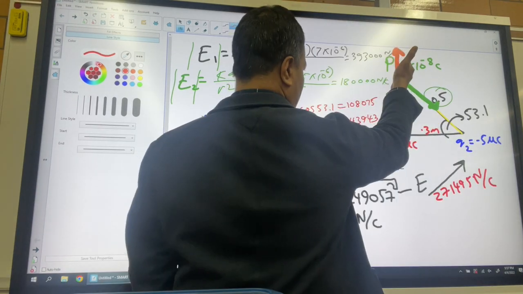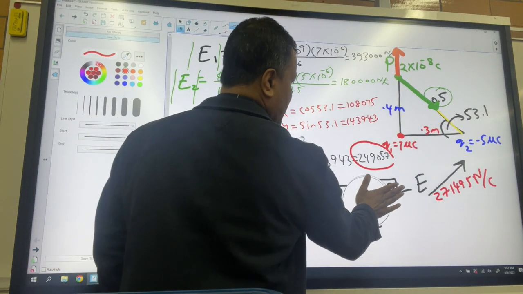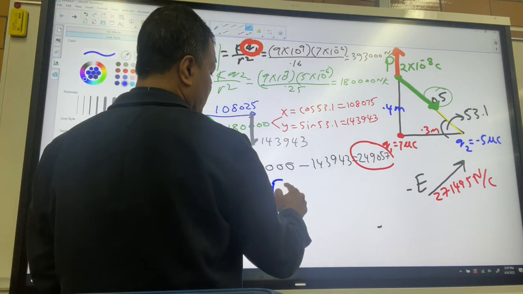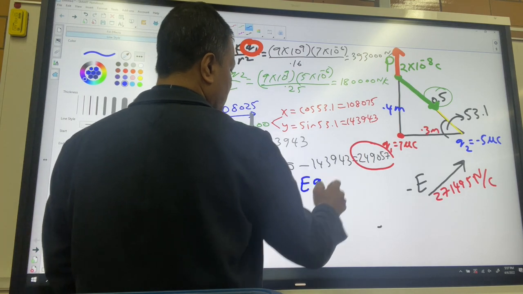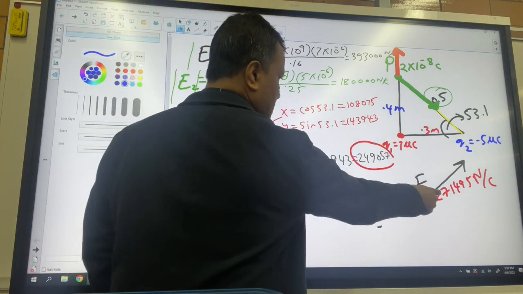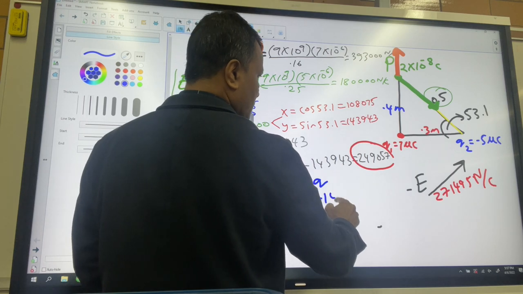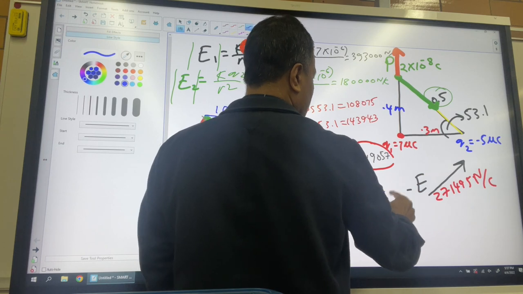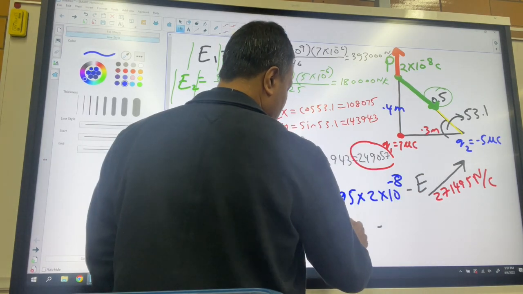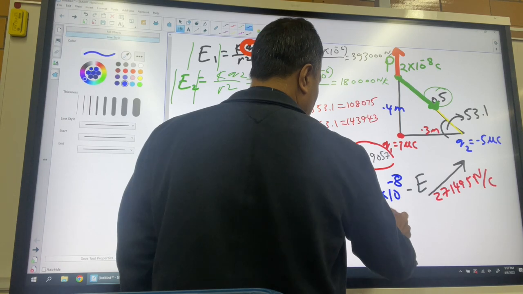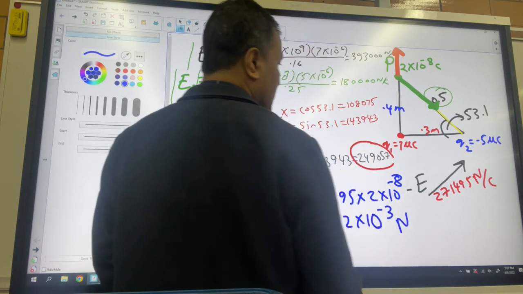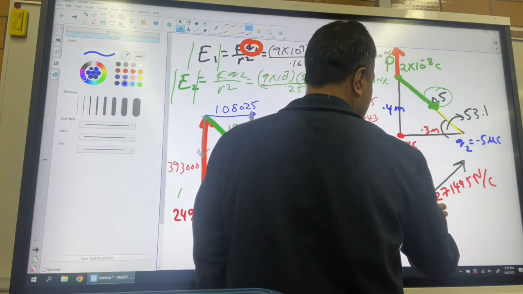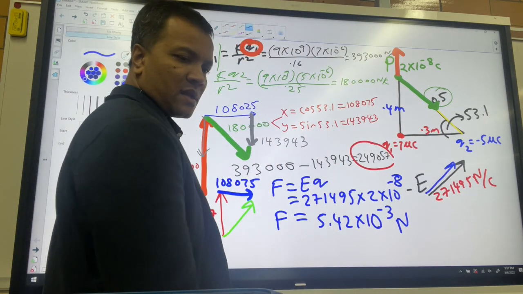We want to find the electric force over here. So let's find the electric force. What do we know about electric force? Electric force is electric field times Q. So electric field is 271,495 times Q, which is 2 times 10 raised to negative 8, giving 5.42 times 10 raised to negative 3 newton. And the direction of the electric force would be the same.